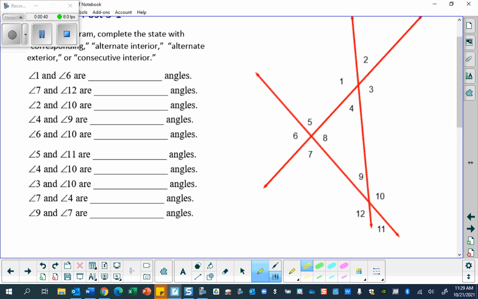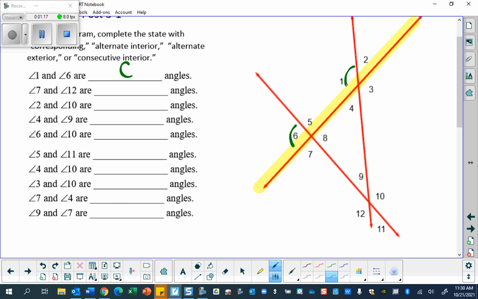So when I'm looking at angles 1 and 6, they have that transversal in common. If it helps you, and I know it keeps switching around, sometimes I'll lay my pencil across the line that's the transversal. So right now, lay your pencil across that line that I have highlighted, and then you can see that 1 and 6 are corresponding angles because they're in the same position with respect to that transversal.